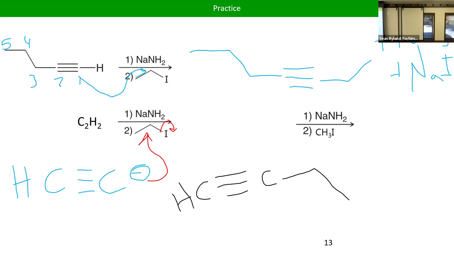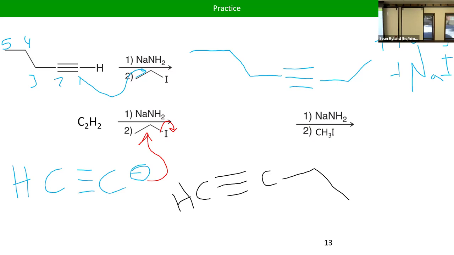So if we take our product from that, which I have drawn in black here, we still have a terminal alkyne, right? Which means if we exposed it to amide again, now we can pull off the other proton. It'll attach another side, and it would attach to the other side. So that's the other reason why acetylene is so useful, is because you can do this 2 times in a row and sort of build up your molecule from both sides.